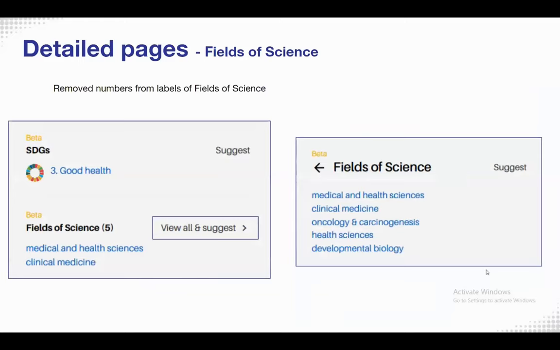For the fields of science, we have removed the numbers from the labels because they are long and very confusing for the users.